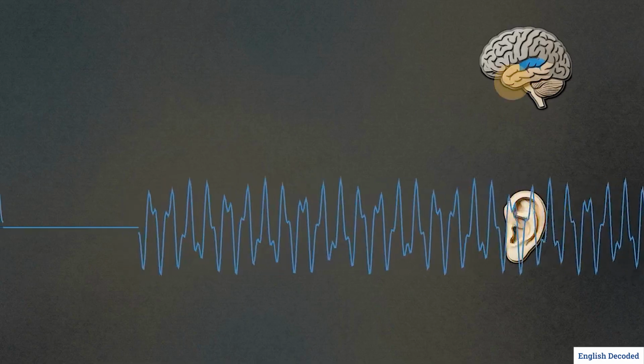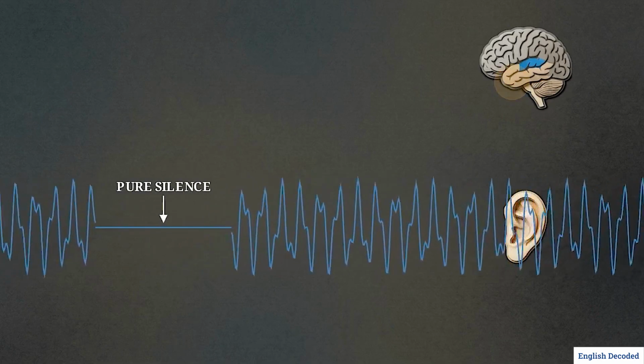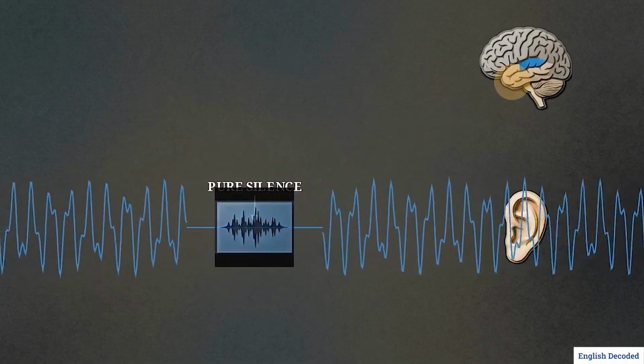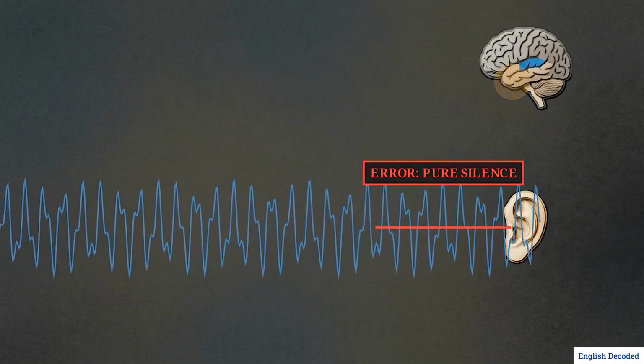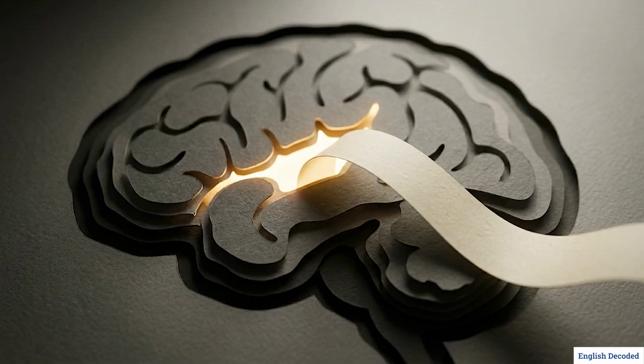But this illusion has a strict physical limit. If the missing sound is replaced by pure silence instead of noise, the acoustic interruption is immediately detected, and the brain fails to restore it. We are not intelligently guessing at missing syllables. Our biological predictive engine forces us to physically hear words that were never actually spoken.